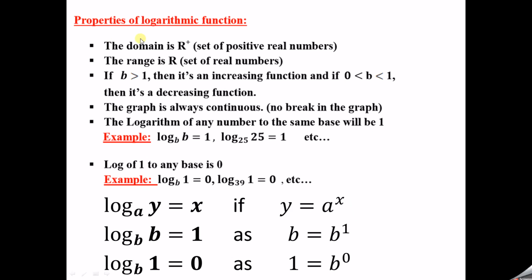So, some of the properties of this logarithmic function. The domain of the logarithmic function is always R plus. That means for x values you must take only positive real numbers. And the next one is the range. The range of the logarithmic function is R. That means y values can be positive or negative or 0. Any real number will be the range.